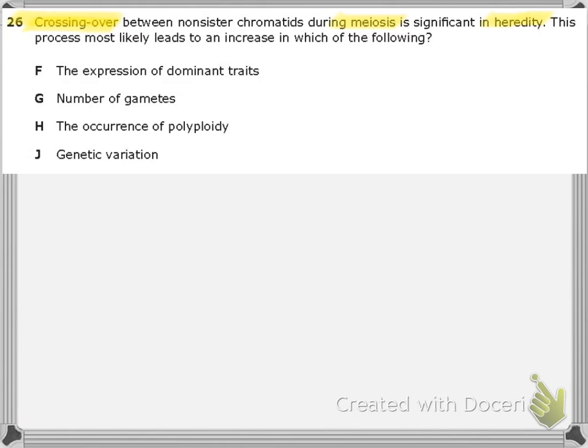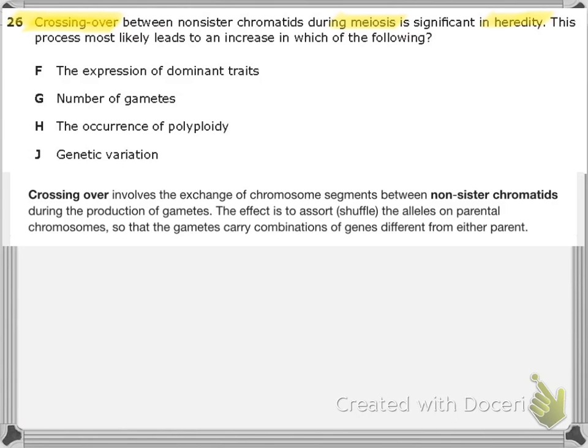Well, during cell division, during meiosis, crossing over exists. So let's look up the definition first off. All right, here we go. It involves the exchange of chromosome segments between non-sister chromatids during the production of the gametes. Remember, that's the sex cells. The effect is to assort or shuffle the alleles on the parent chromosome so that the gametes carry a combination of genes different from their parents. So it's essentially shuffling them around.